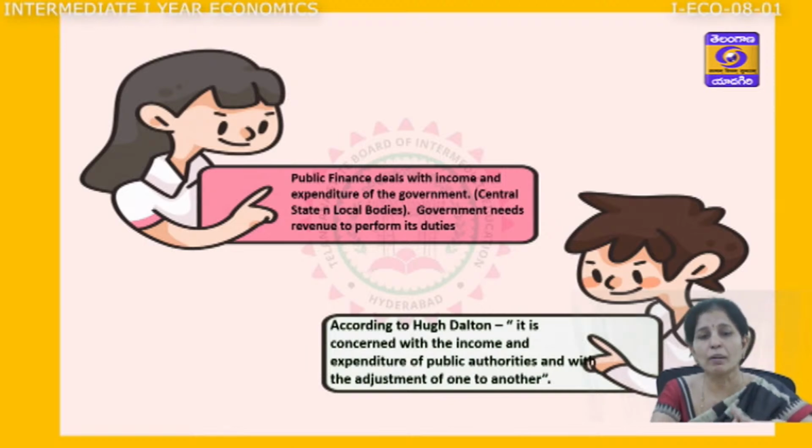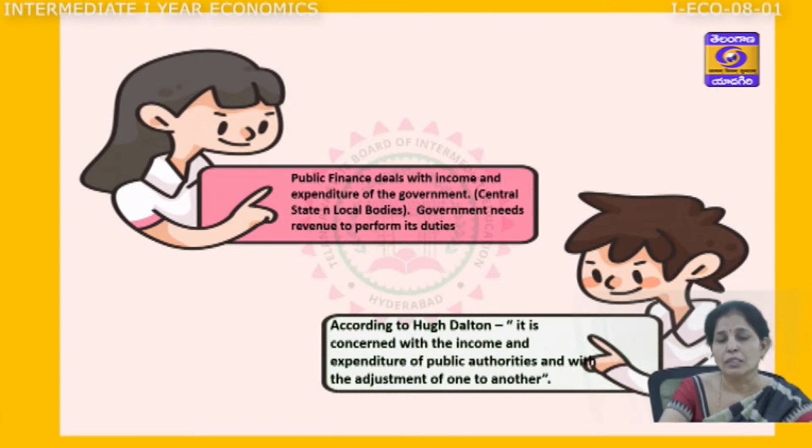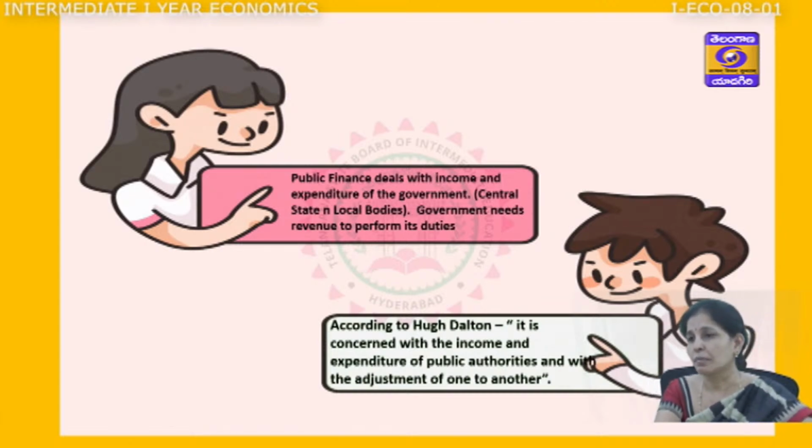The way we require money to perform our duties, the same manner the government also needs money, which is considered as government revenue. They need money to perform certain duties. So thereby, the revenue and expenditures of the government, we say, is public finance.